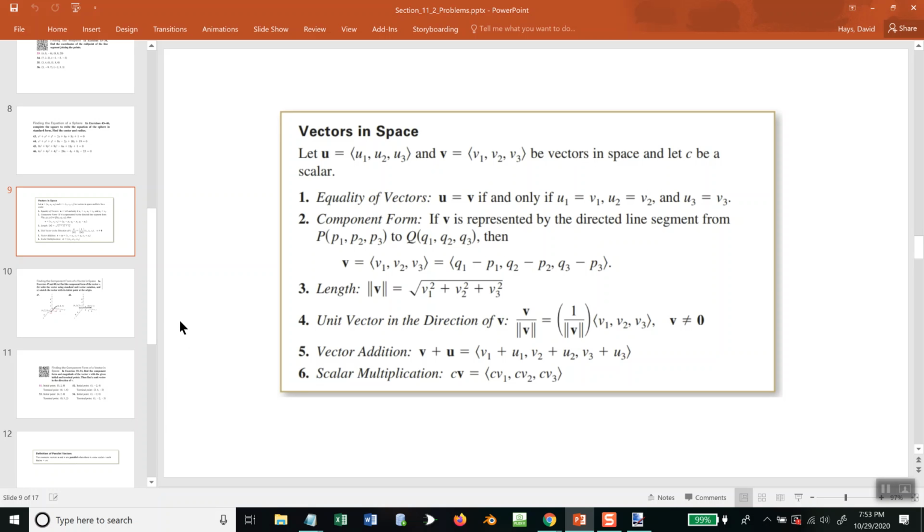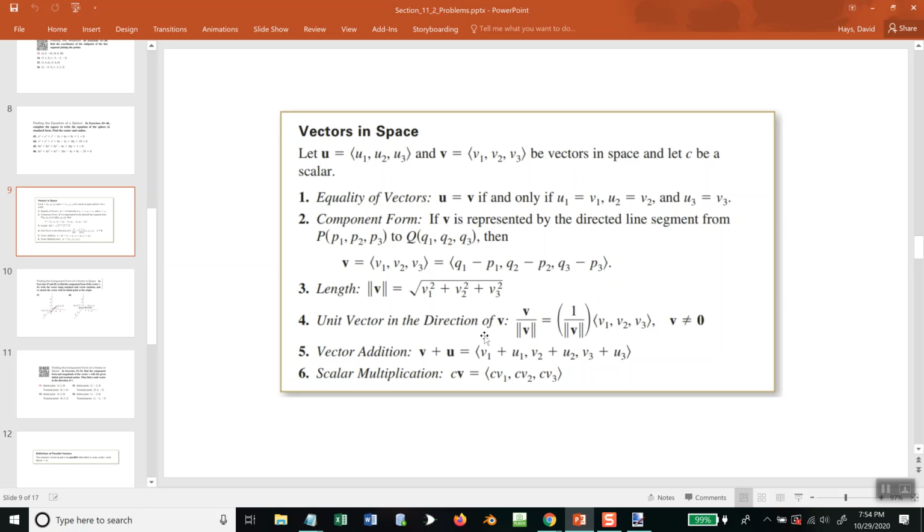Now vectors in space. This just extends what we saw last time into 3 dimensions, so nothing exciting on them. Component form. See how it's now Q1 minus P1, Q2 minus P2, and Q3 minus P3. The Q1 and P1 are just your X values, this is your Y values, that's your Z values. So what we saw last time, but add a Z on at the end.